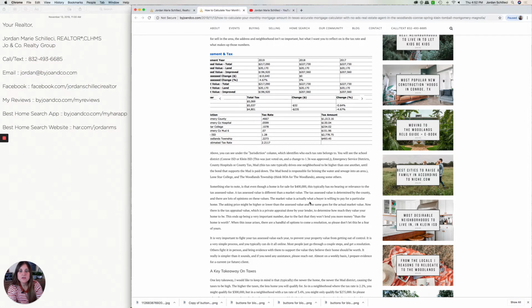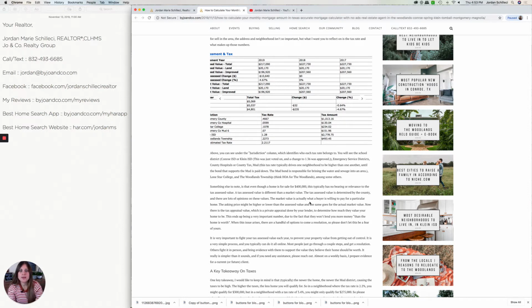So something else to note is that even though each home is for sale for $400,000, this typically has no bearing or relevance to the tax assessed value. A tax assessed value is different than a market value. The tax assessed value is determined by the county, and there are lots of opinions on this value. The market value is actually what a buyer is willing to pay for a particular home. So if you say, what's this home worth? It's what you're willing to pay for it.